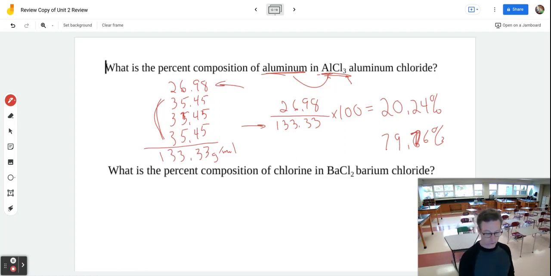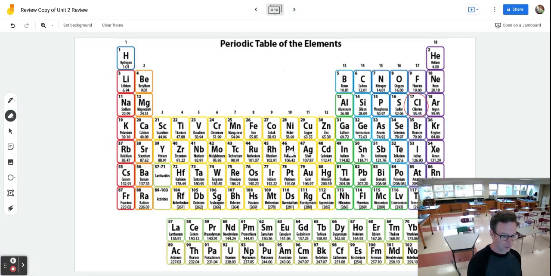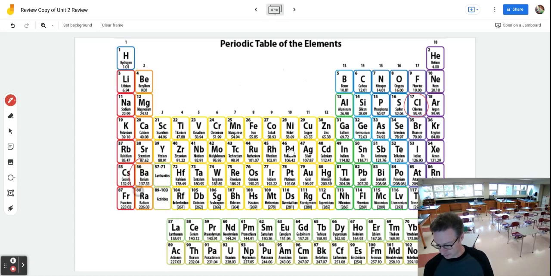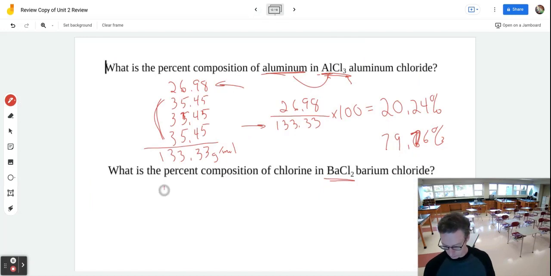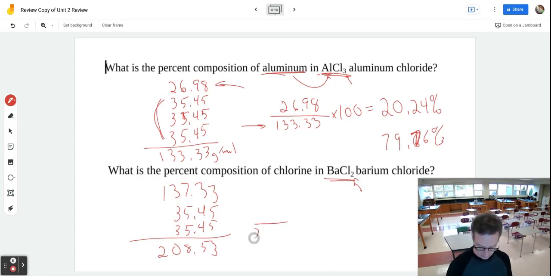All right, what's the percent composition of chlorine in barium chloride? So again, going to the periodic table, we already have the chlorine. And then the other part of this compound is barium, so that's a heavier element. So 137.33. And then chlorine here, there's two of them. So just like we did up above, I'm going to add that twice this time instead of 3 times, because it's Cl2, not Cl3 in this compound. Okay, I add all that together, I get 208.53. That's the denominator.